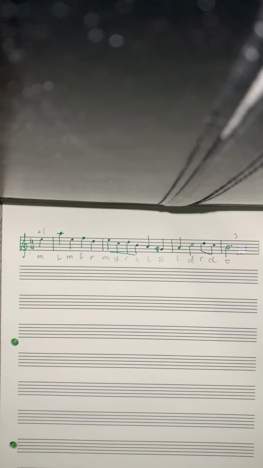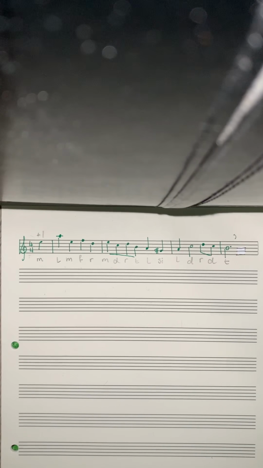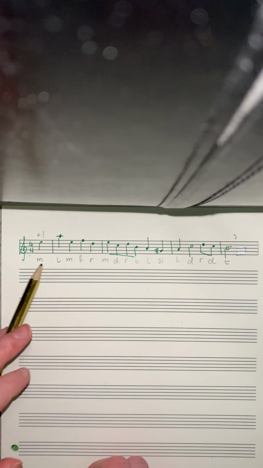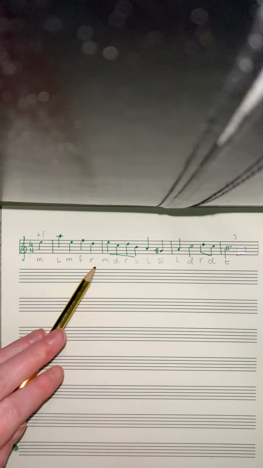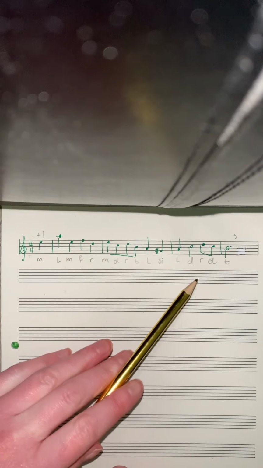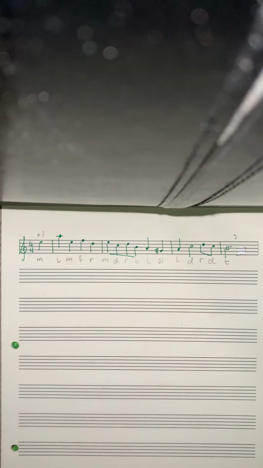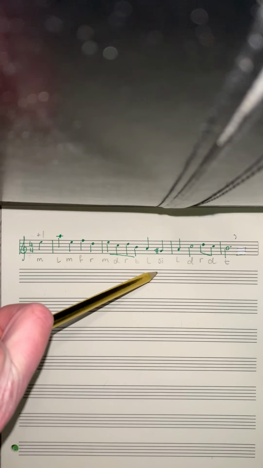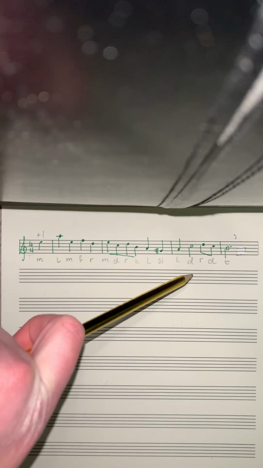We have got, through singing that, sorry, just fix that up. Mi, la, mi, fa, re, mi, do, re, ti, la, si, la, do, re, do, ti. That was quite low, but that is what it sounds like. So I'm just going to sing it again a little bit higher. Mi, la, mi, fa, re, mi, do, re, ti, la, si, la, do, re, do, ti.